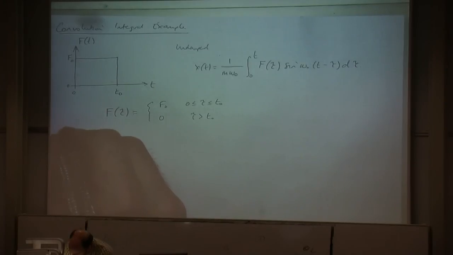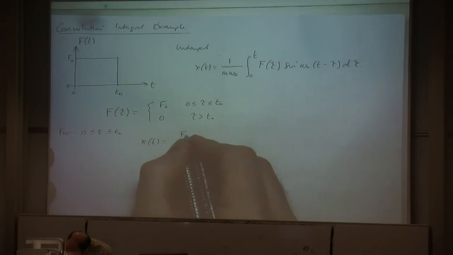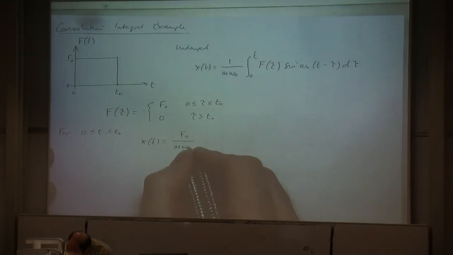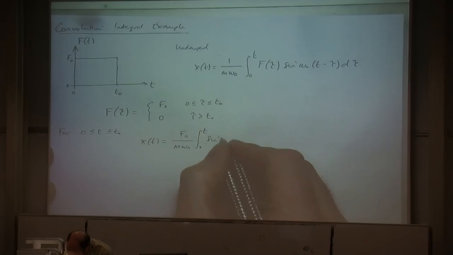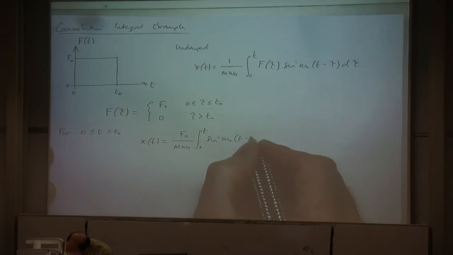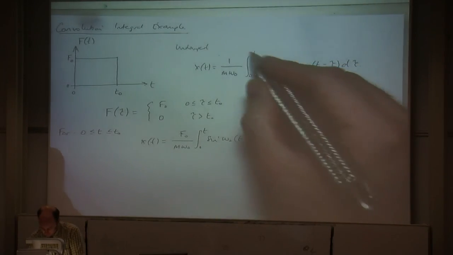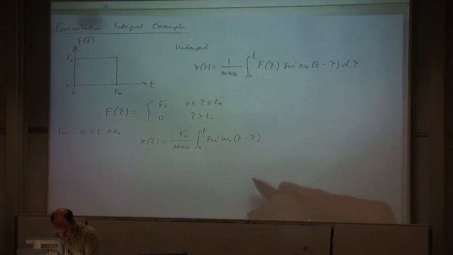So for the first domain, for 0 less than or equal to t, which is less than or equal to t0, x of t is f0 multiplied there, over m omega naught, integral between 0 and t of sine omega naught (t minus tau). Because f0 is a constant, it can come out, which is why it's here. And we just have to integrate this bit here with respect to tau.